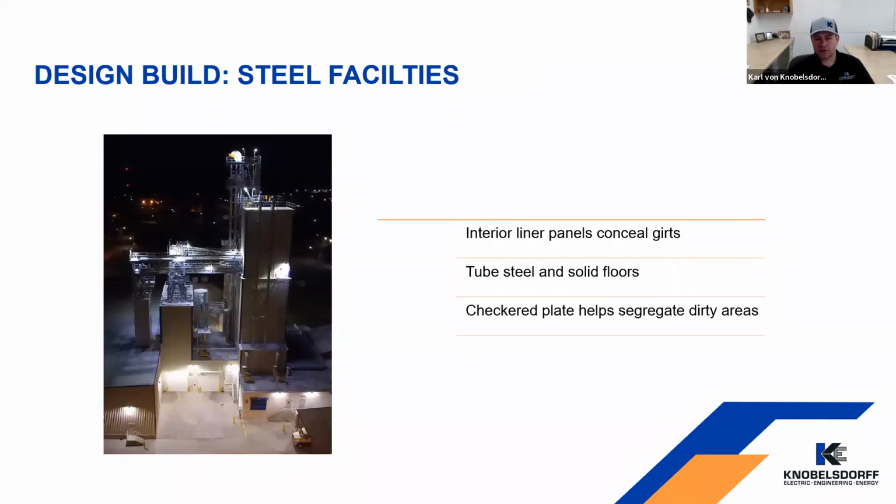We're looking at steel facilities. There are things we can do there. If you're building a steel mill, we can use interior liner panels to conceal all the girts. Again, it's all about easy housekeeping, trying to keep dust from building up on the beams and girts inside your building. So interior liner panels that can easily be sprayed down or blown down, tube steel and solid floors instead of checker plate or expanded metal floors where the dust can migrate between areas of your plant. And also using checkered plate or diamond decking to keep the dirty areas from the clean areas, to keep dust from migrating through your facility.